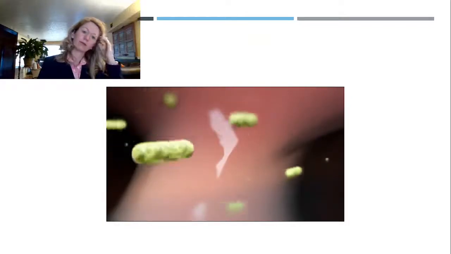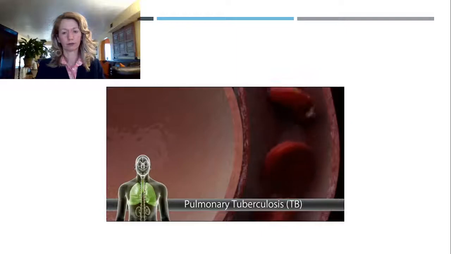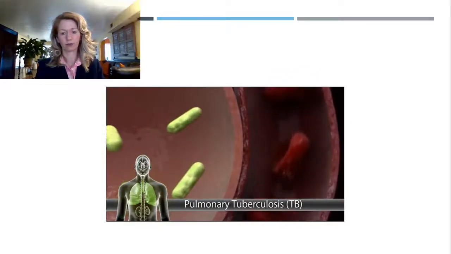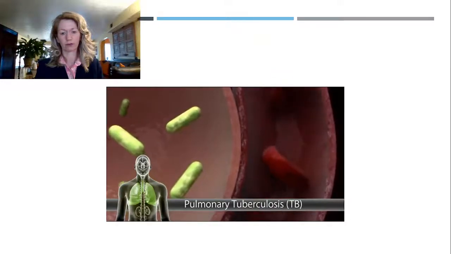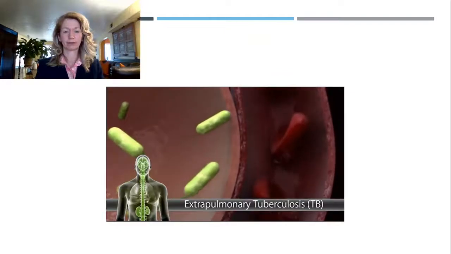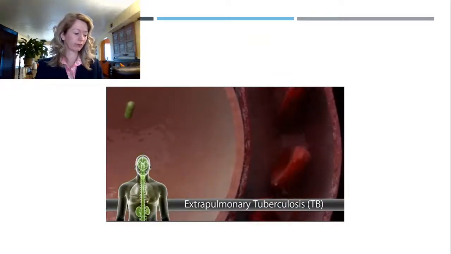This progression can occur immediately after infection, many years later, or not at all. When the TB escapes from the granuloma and begins destroying a person's lungs, it's called pulmonary TB. TB bacteria can also enter the bloodstream and travel to other parts of the body, causing extrapulmonary TB.